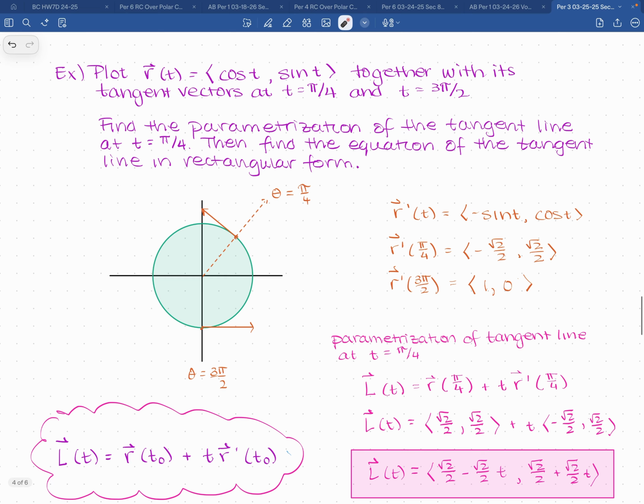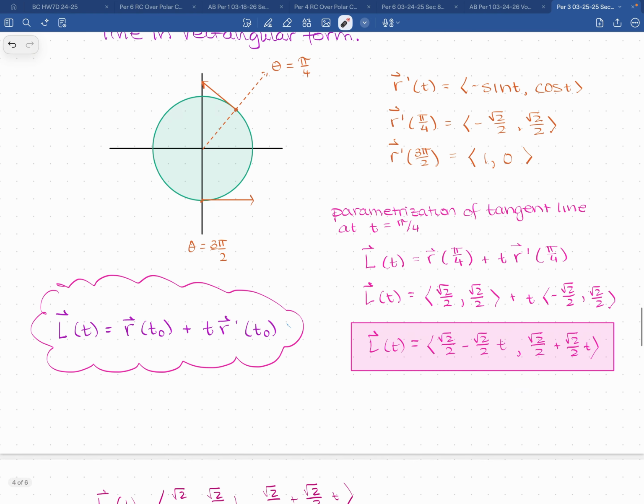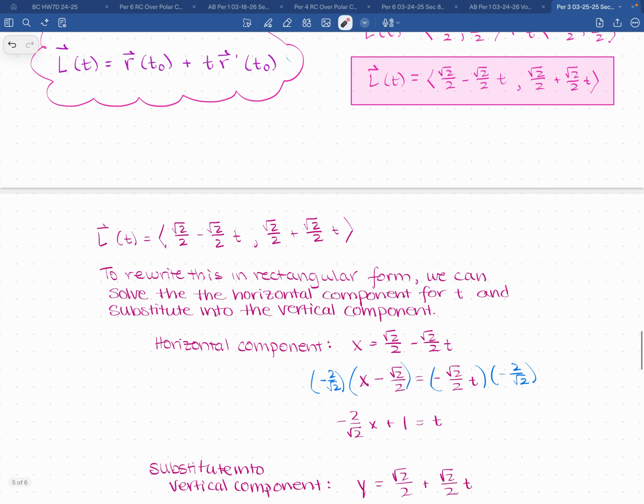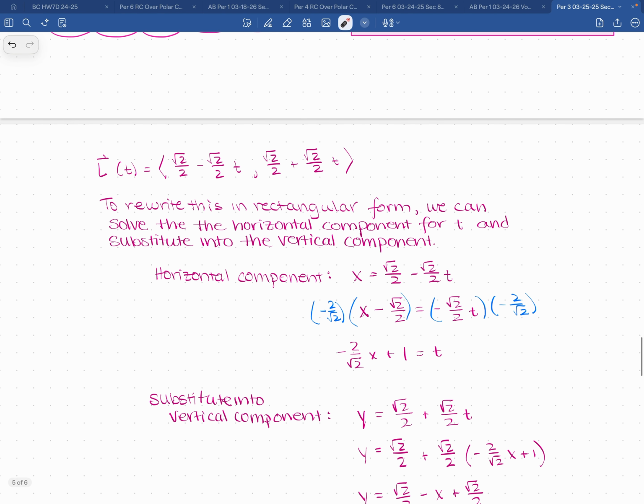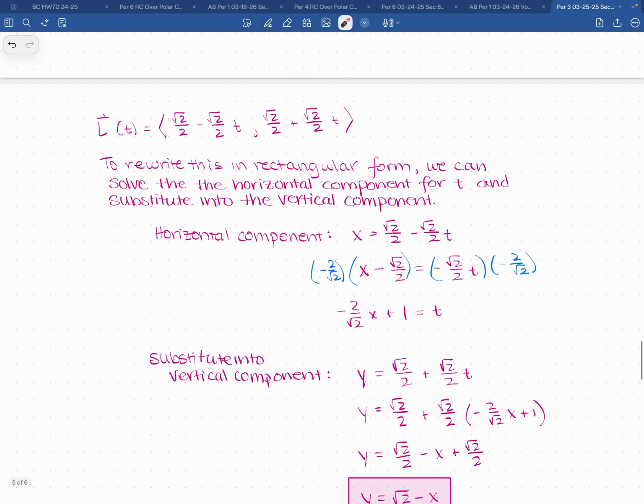Now, let's also look, it says, then find the equation of the tangent line in rectangular form. Now, we can do this one of two ways. I'm going to do it the more complicated way because I do want you to see.